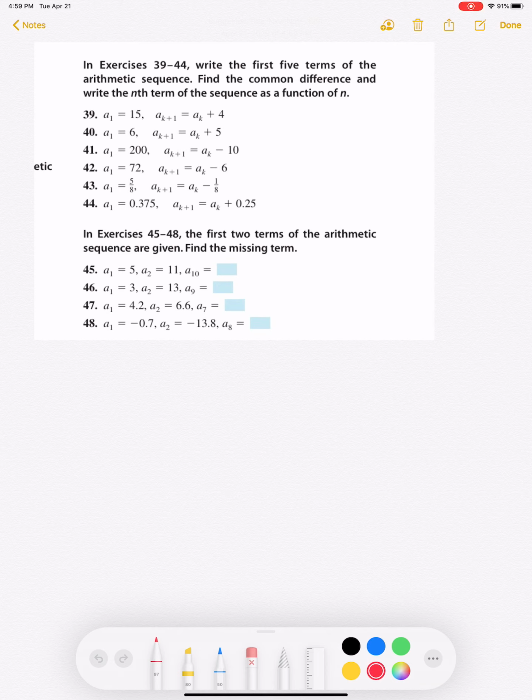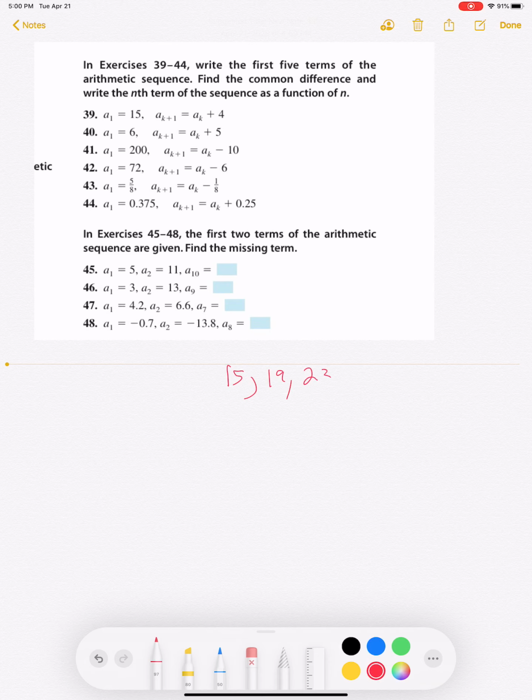So 39: write the first 5 terms of the arithmetic sequence, find the common difference, and also write the nth term. So the first 5 terms, well, they give us the first one, right? The first term is 15. Now, what's the second term? Well, the recursive sequence here is that we add 4 each time. So the second term would be 19.